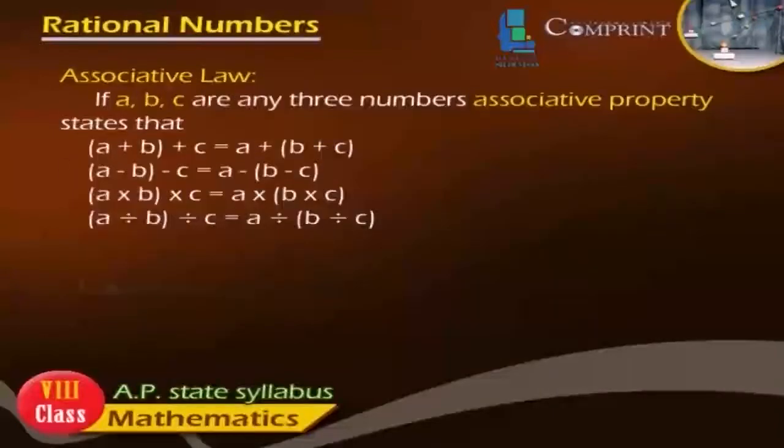Associative law. If a, b, c are any three numbers, the associative property states that a plus b plus c is equal to a plus b plus c. A minus b minus c is equal to a minus b minus c. A into b into c is equal to a into b into c. A divided by b divided by c is equal to a divided by b divided by c.